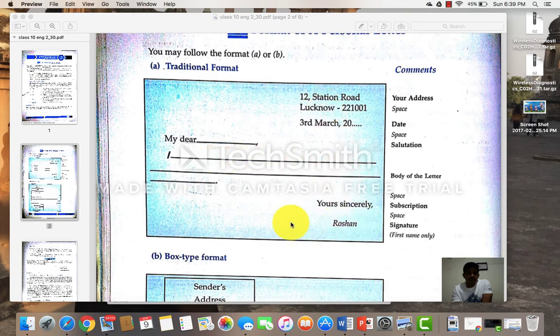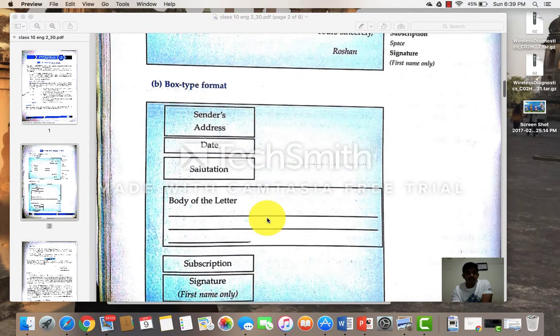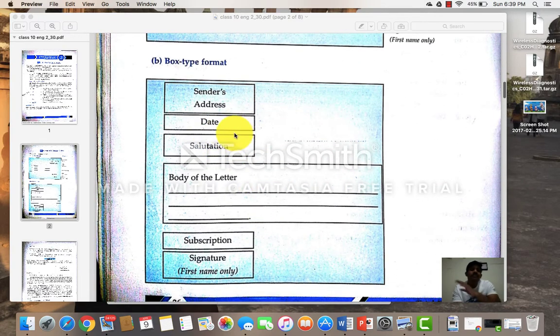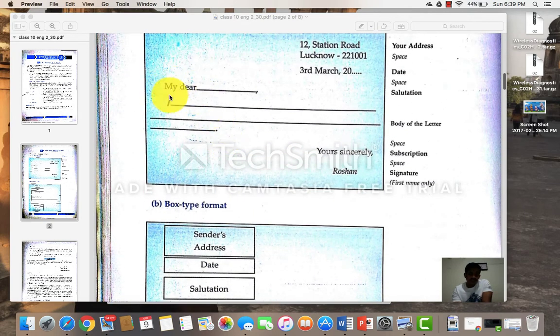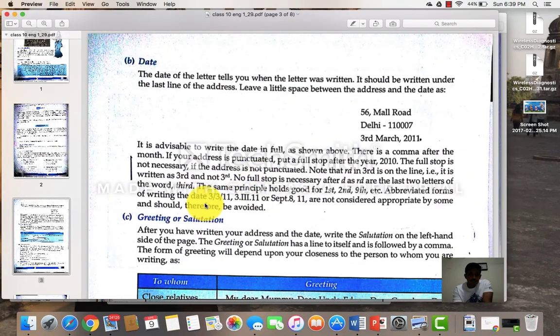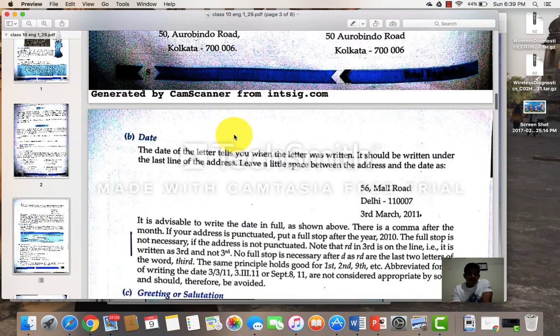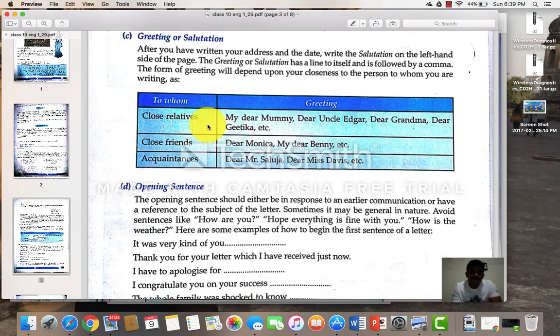The same rule applies to the box type, but everything will be on the left. And here too, first name only, no surname, no initials. The important thing here is the salutation. There's another file I would like to show you. Salutation, these are the rules.